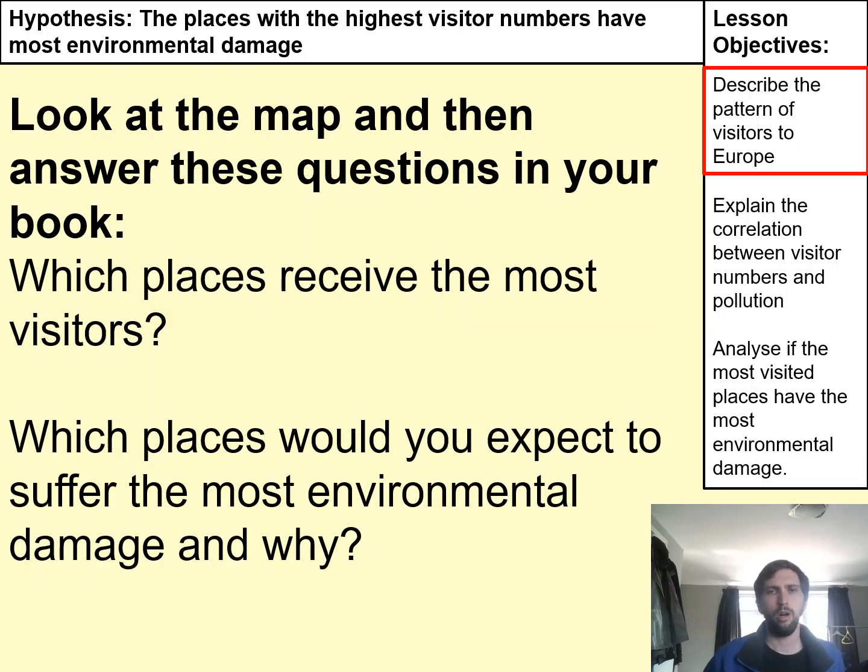Anyway, what I'd like you to do now then is, using that map, answer the following questions. So first of all, nice and easy, which places receive the most? So I'm looking for the top 3. And then finally, which places would you expect to suffer the most environmental damage, and why? Is it going to be the same? Is it going to be different? But most importantly, that second part, why? So pause the video now.